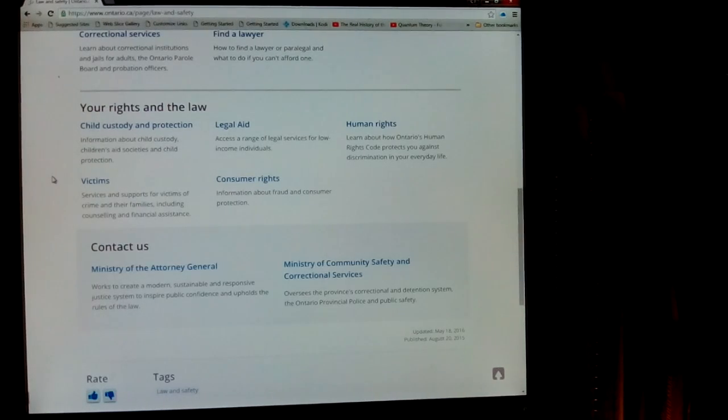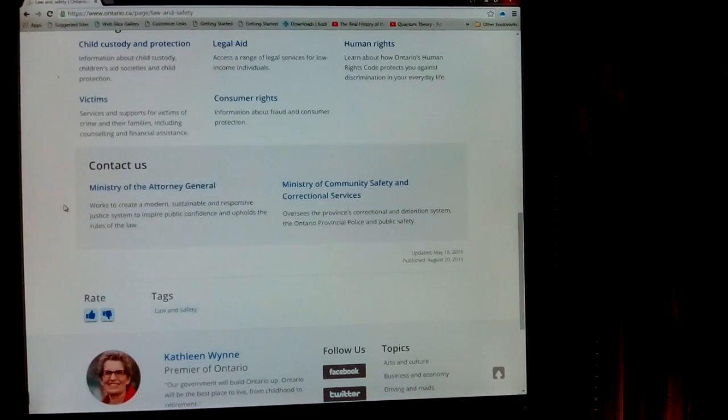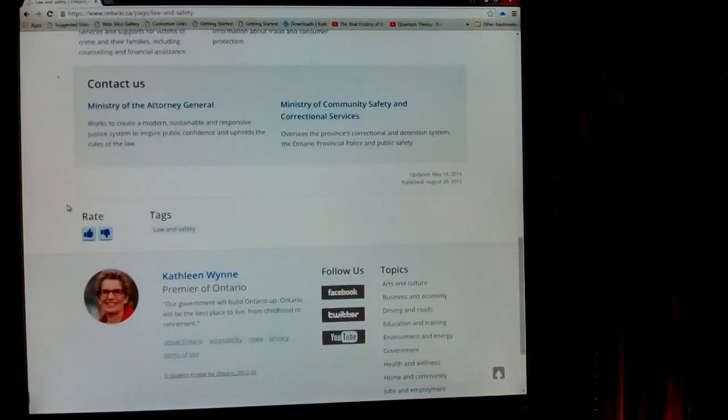Human rights. Learn how Ontario's Human Rights Code protects you against discrimination in your everyday life. Yeah, it has for me for 12 years, because they're all attuned to what they're required to do, especially when it has to do with revealing information of government wrongdoing. Victims. Supports and services for victims of crime and their families, including counseling and financial assistance. Consumer rights, information about fraud and consumer protection. Contact us. The Ministry of the Attorney General works to create a modern, sustainable, responsive justice system to inspire public confidence and upholds the rule of law.